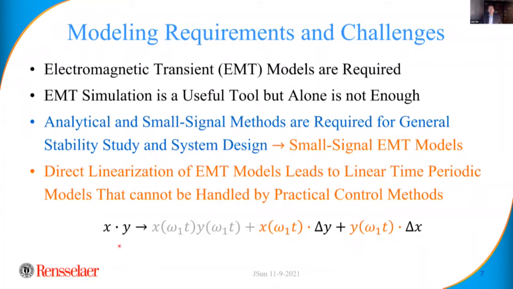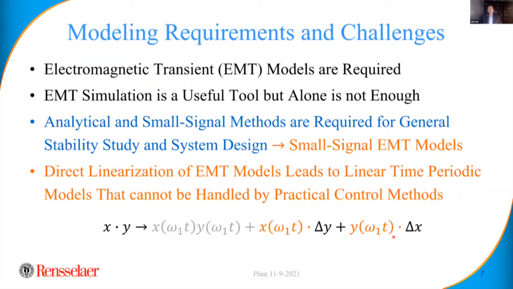And this is obvious if you just think about a bilinear function between x and y. If you try to linearize it by introducing a small perturbation delta x and delta y on top of the fundamental, then you end up with these terms which represent the steady state, and then two small signal terms, each proportional to the perturbation. So it's linear in this perturbation, but the coefficient changes at the fundamental frequency. So this is a time periodic model. And practically, we just don't know how to handle that.